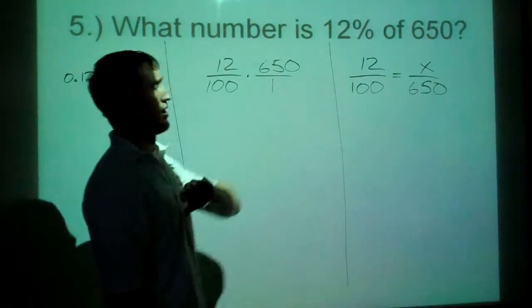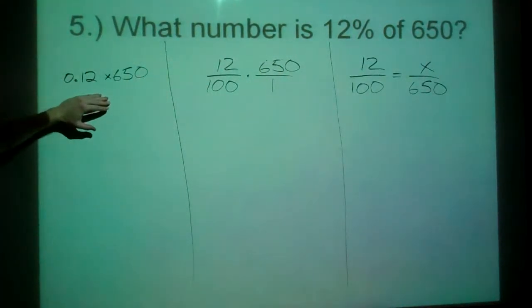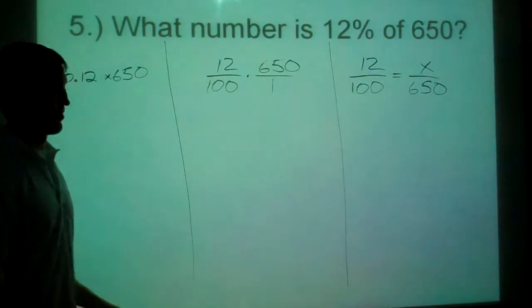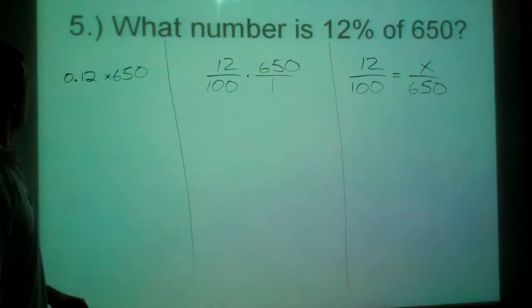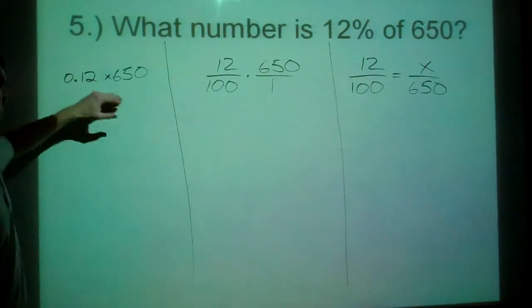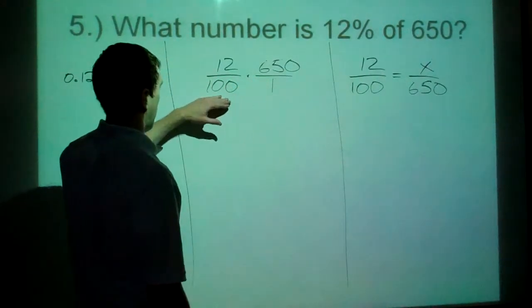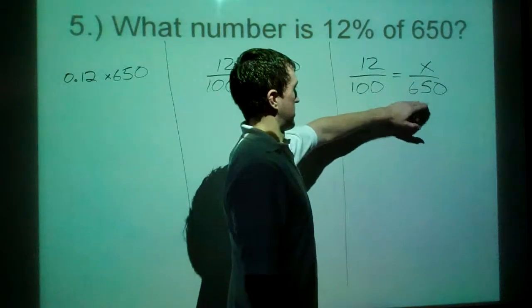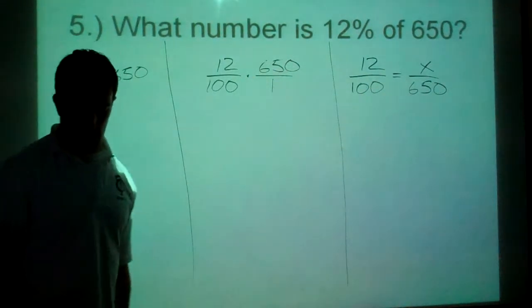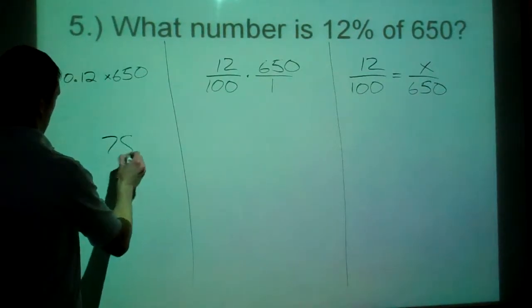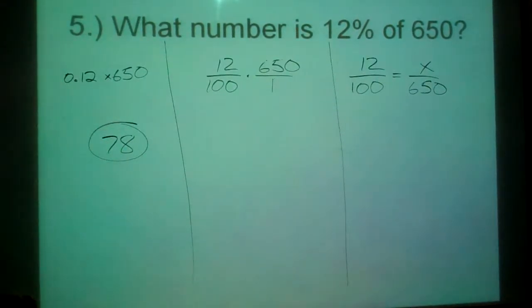So you can see that in each one, we are multiplying 12 by 650 and dividing by 100 in some way or another. This is already divided by 100, multiplied by 650. This is 12 times 650 divided by 100. So each one should work, and if we go ahead and do any of them, we should get 78 for an answer. You can do whichever way you are most comfortable with.